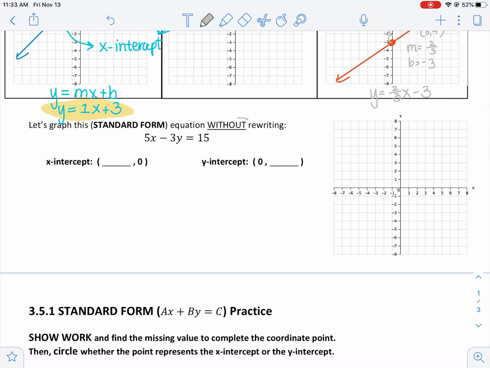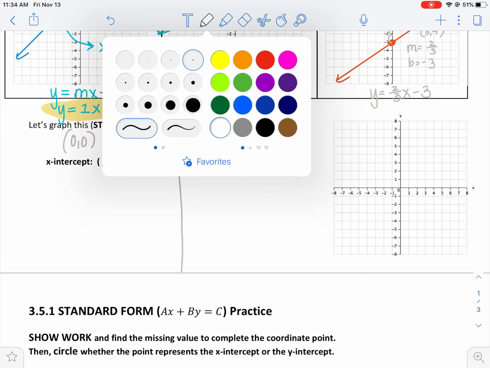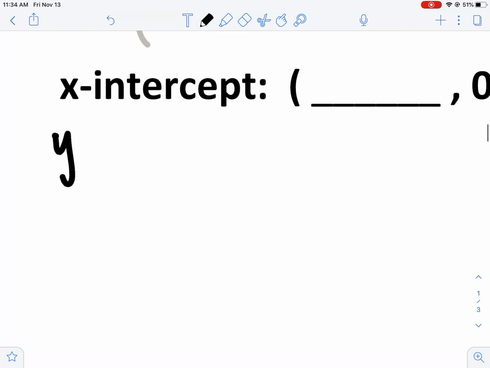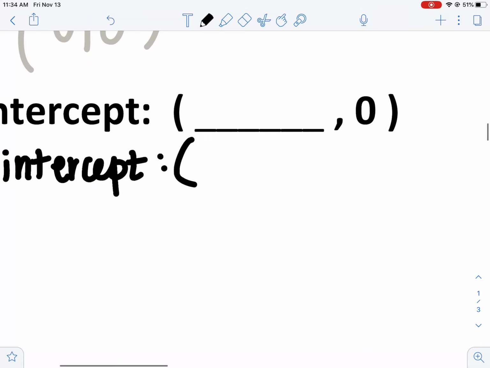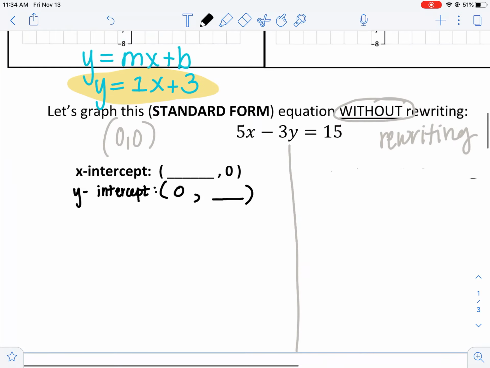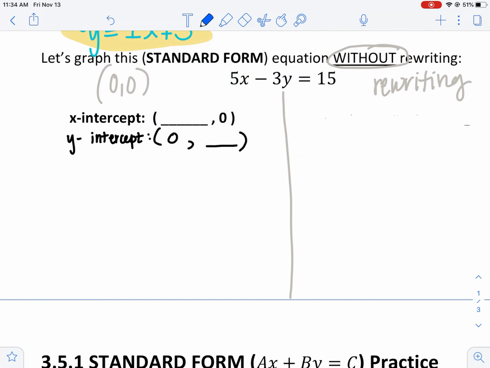Now, this one says to write with or without rewriting. All right, so what I'm going to do is show us the 0, 0 method and a rewriting method. Okay, so to avoid confusion, I'm going to get rid of this and write that over here. Okay, so first let's do the 0, 0 method.